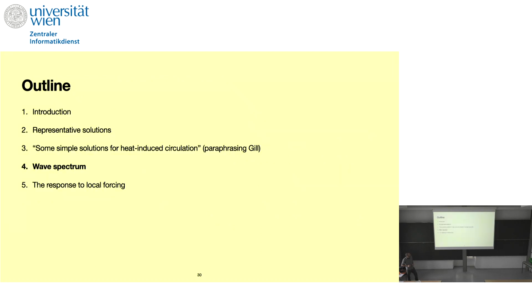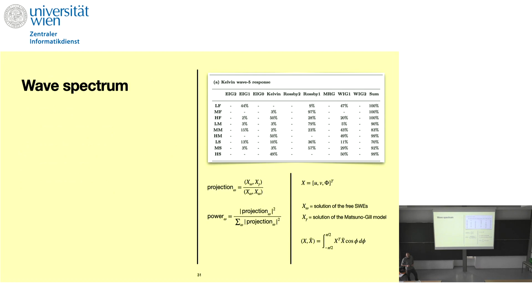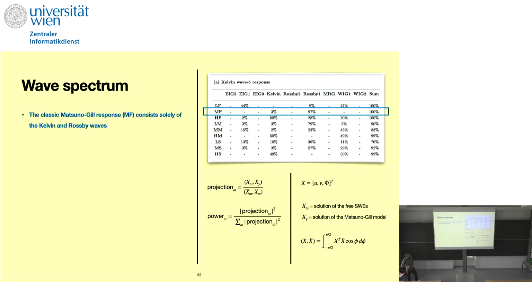Now, as I mentioned, a key result of Gill's analysis was the decomposition into the constituent waves. So here we do a similar analysis, but numerically, we look at the projections of the Matsuno-Gill model solutions, denoted here by X gamma, on the solutions of the free shallow water equations, denoted by X omega. There are a few observations here. The first one is the case of moderate damping and fast rotation.